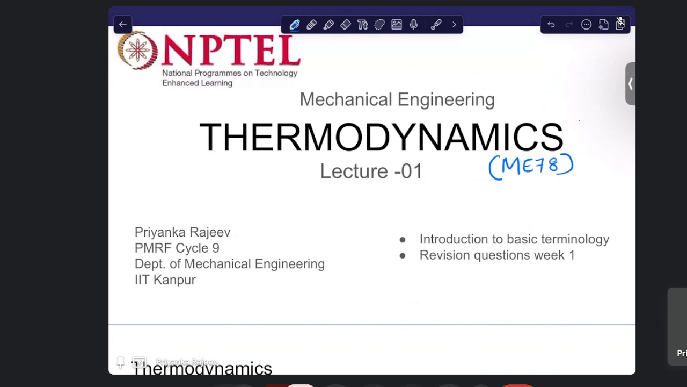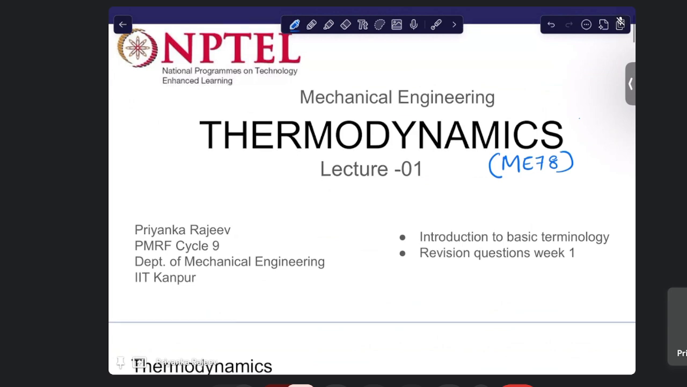Today we will be discussing the basic terminology which was introduced in last week's class, and also the revision questions from week 1 we will be discussing today.